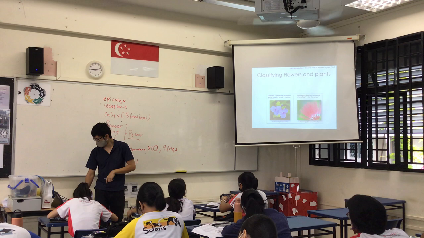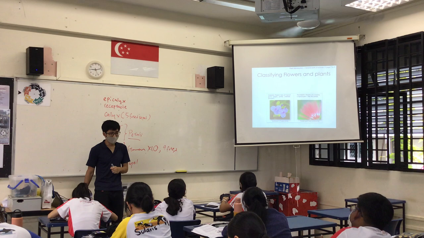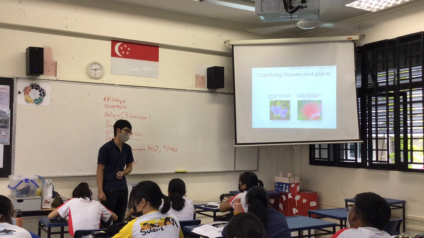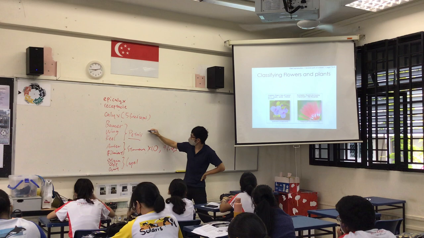Right, in your SLS and maybe in primary school, you also learn about classifying flowers, that there are flowers that are insect pollinated or wind pollinated. Our flower here today, do you think it's an insect pollinated or a wind pollinated flower? Okay, what are the characteristics that make it an insect pollinated flower? Okay, I hear bright colors.